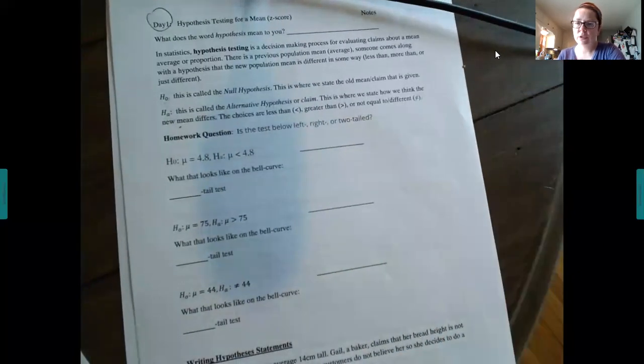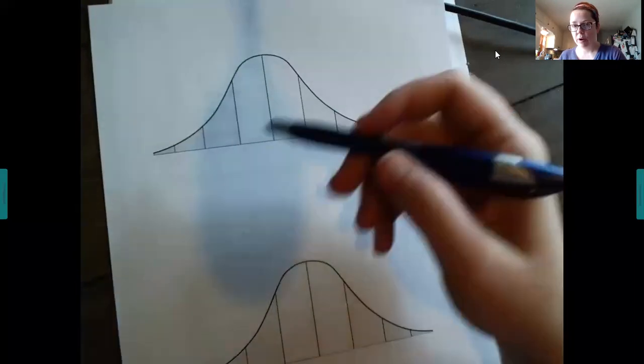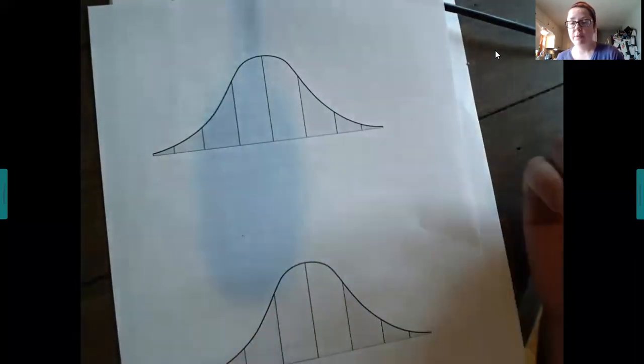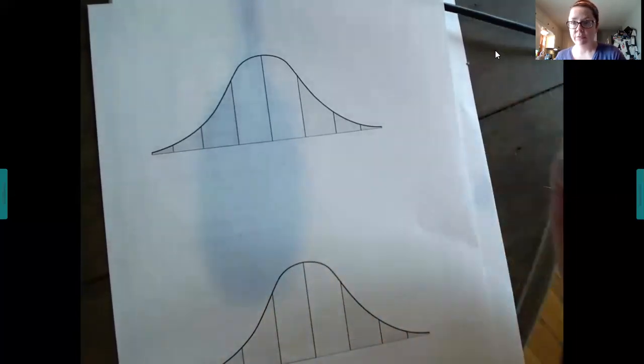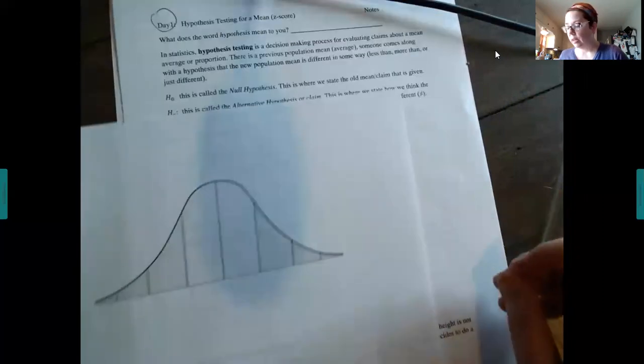I think in your first homework assignment, it just asks you, is this going to be a left-tailed, right-tailed, or a two-tailed test? Because going back to the bell curve, we're looking at the probability area, the probability of being significantly different, okay? And that falls in a very small area.